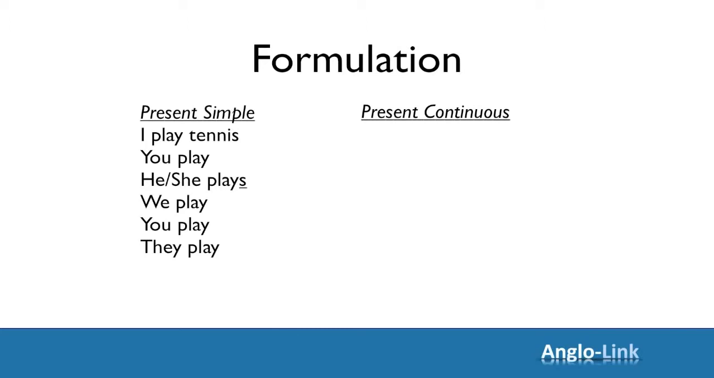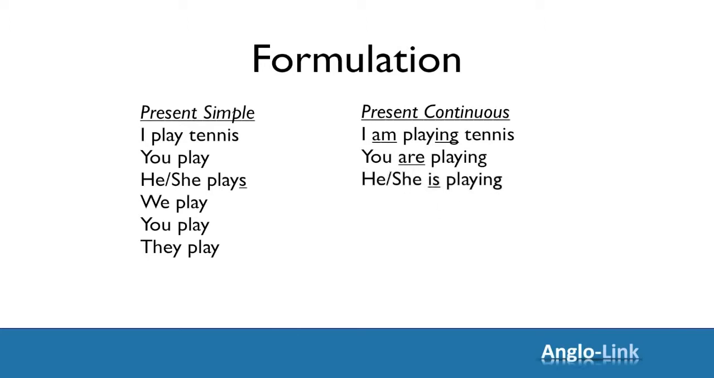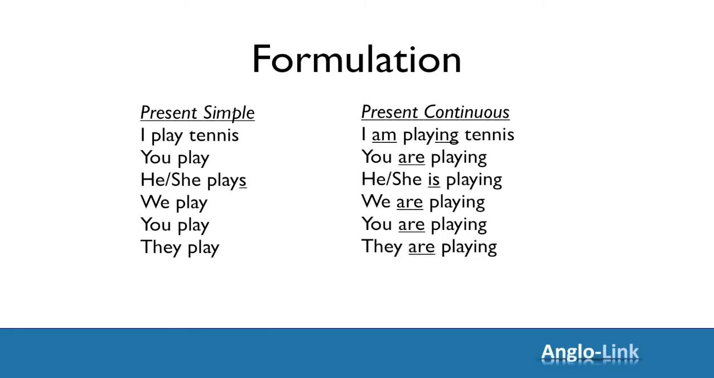Let's look at present continuous. You probably remember that you need the verb to be to conjugate this verb. So, I am playing tennis. You are playing tennis. He or she is playing tennis. We are playing tennis. You are playing. And finally, they are playing. That's right. Just conjugate the verb to be and add ing to the main verb, and that will give you the present continuous. Right, now the main part, usage.